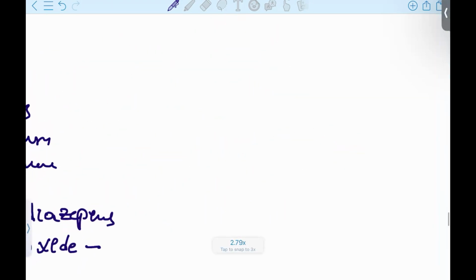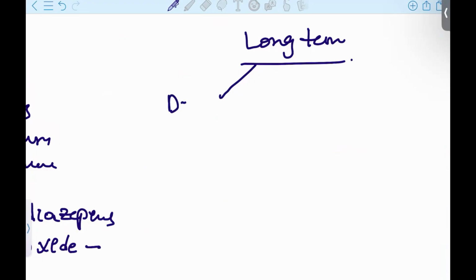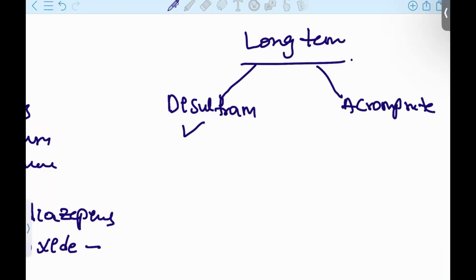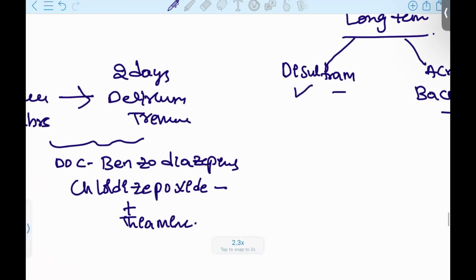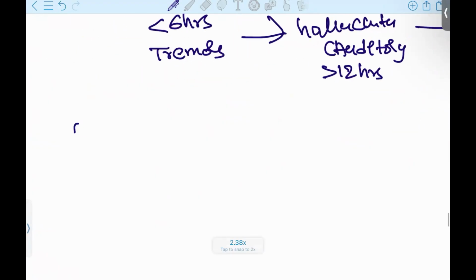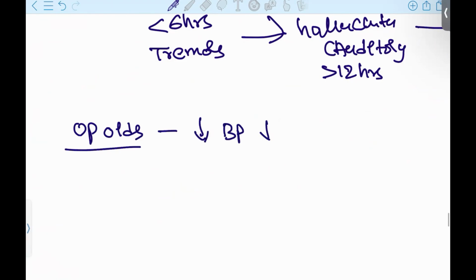But we need to control this also. In the long term, alcohol dependence should be decreased by giving the drug disulfiram. Okay, this is one. And other drugs are acamprosate and baclofen. These drugs also can be given for long-term dependence. Next, opioids. How will patients with opioid intoxication be found? The patient will be having decreased BP, decreased heart rate, and decreased respiratory rate. So this will be the cause of death. If they are having respiratory distress, respiratory paralysis will likely be causing the death.